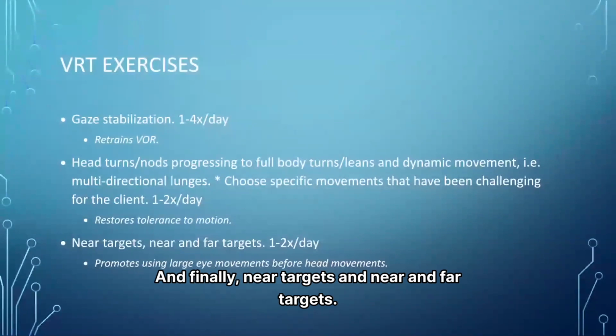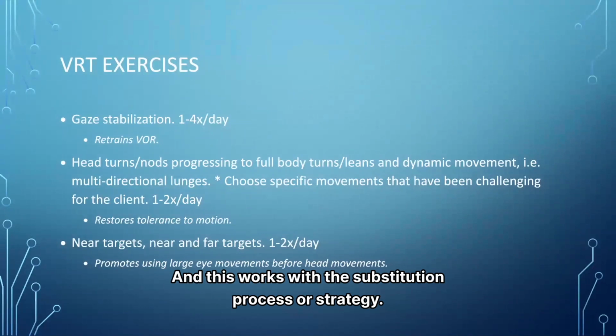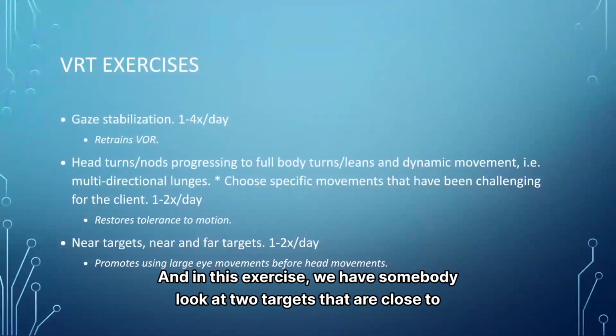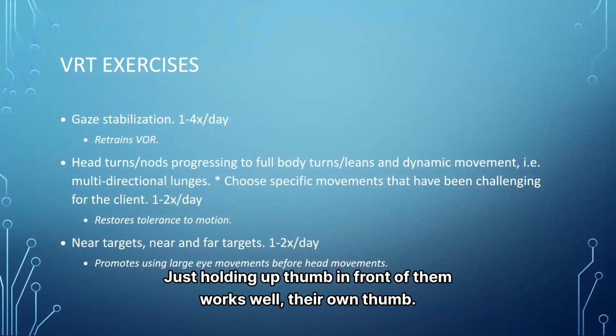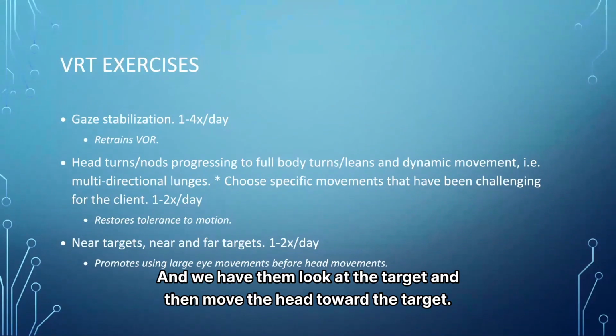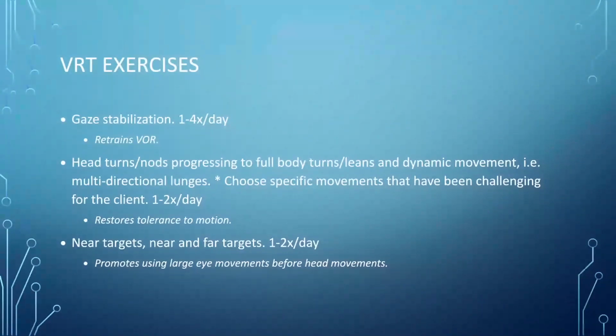And finally, near targets and near and far targets. And this works with the substitution process or strategy. And in this exercise, we have somebody look at two targets that are close to them. Just holding up thumb in front of them works well, their own thumb. And we have them look at the target and then move the head toward the target. And then they look at the other target and move their head toward the target.